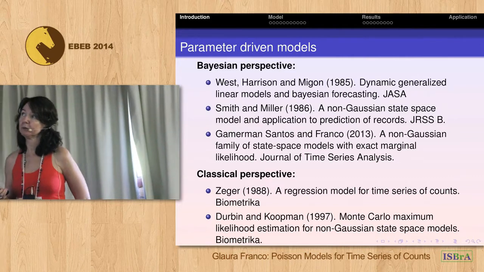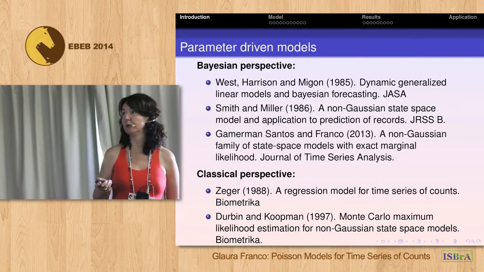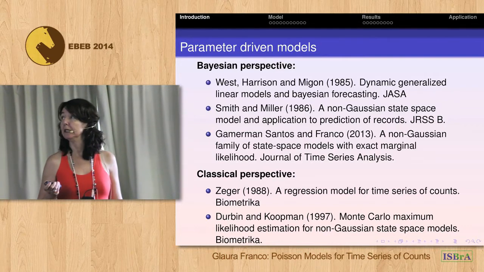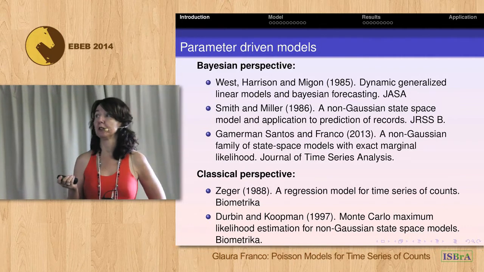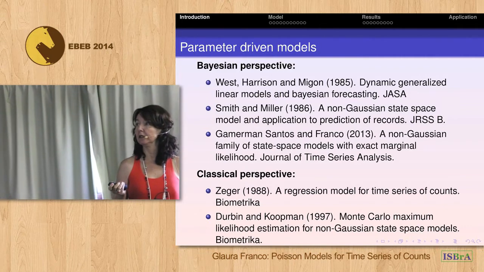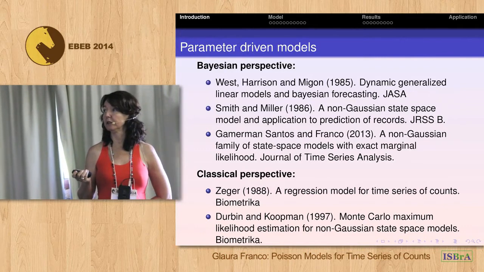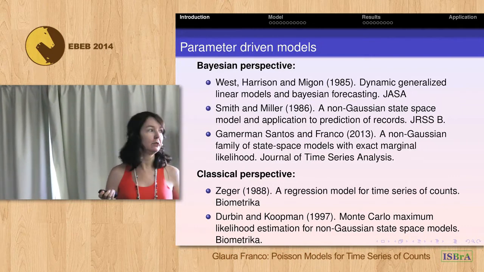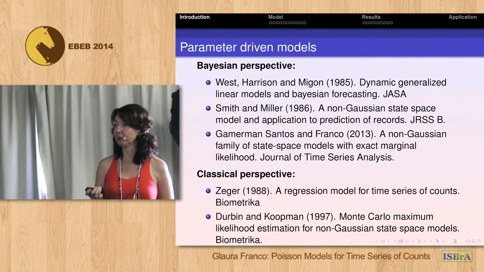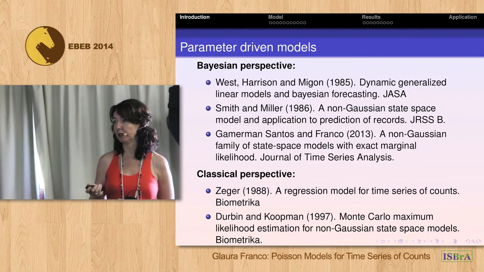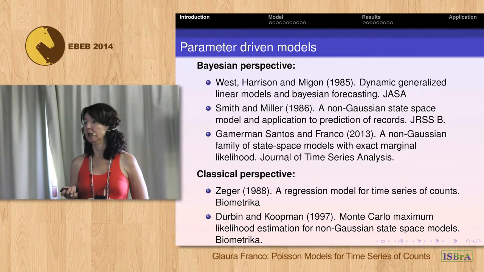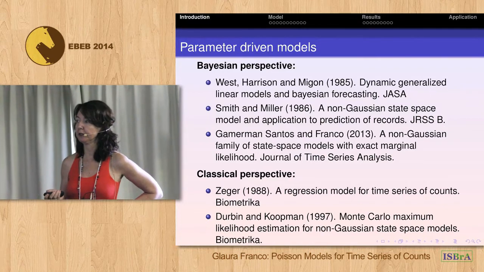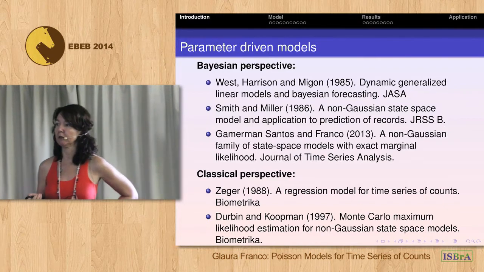On the other side, for the parameter-driven models, in the Bayesian perspective, you have the works of West, Harrison and Migon, and Smith and Miller. They are just dynamic generalized linear models. And we have a work here in 2013 in the same direction. From the classical perspective, there is this work from Zeger, again, in 1988. And there are also the works of Durbin and Koopman for non-Gaussian time series, a very computational model using Monte Carlo maximum likelihood.